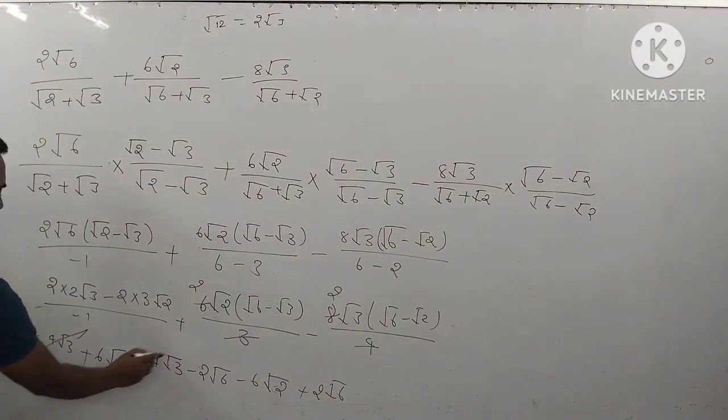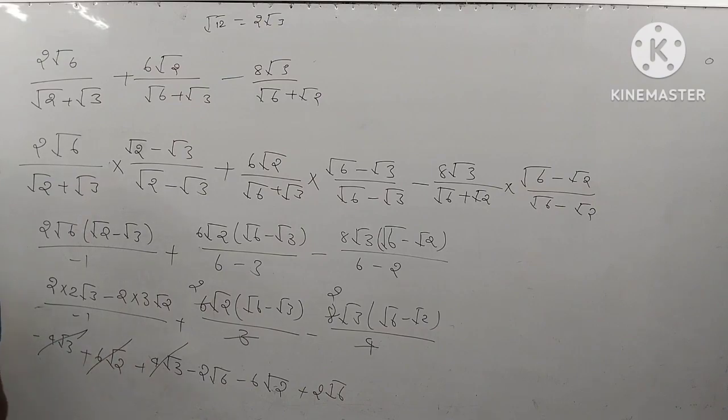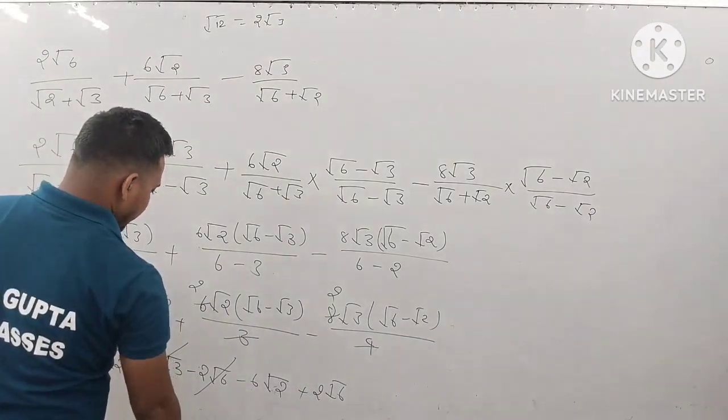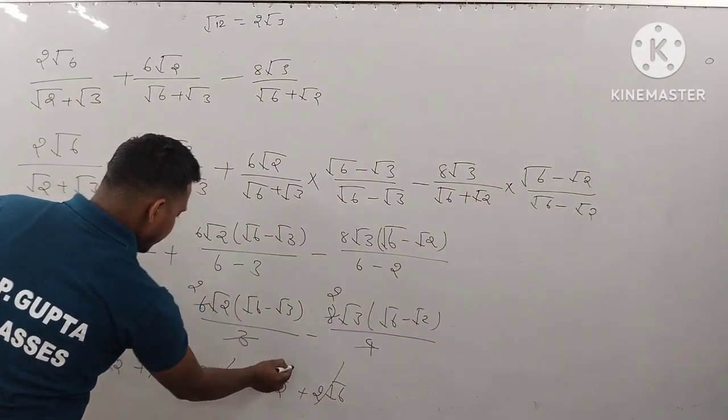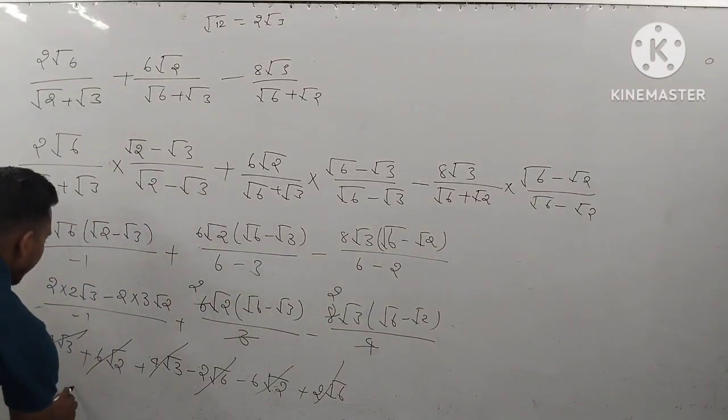minus 4 root 3, 4 root 3 cancel, 6 root 2, 6 root 2 cancel, okay, 2 root 6, 2 root 6, 6 root 2, 6 root 2 cancel, and our answer is 0.